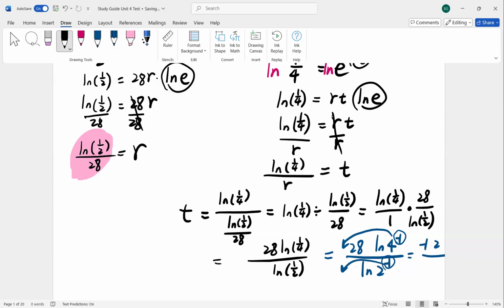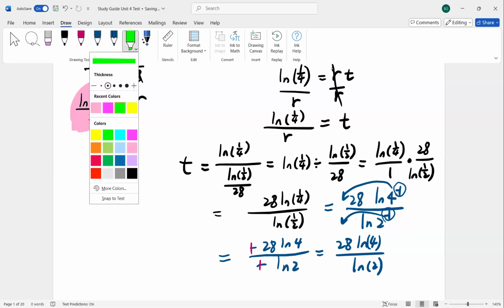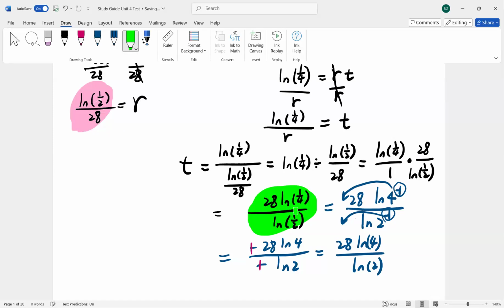Oh, I need more space. Start a new line. The blue part is just optional, just want to play with it. And then we have negative 28 ln 4 on the bottom, negative ln 2, and negative cancels negative, right? Numerator is negative, bottom is negative, so they cancel. And we end up with 28 on the top, ln 4 over ln 2. Why would this help? We just make it a little bit simpler. So really, this is good enough just to enter in a calculator, or you can just enter this one as well.